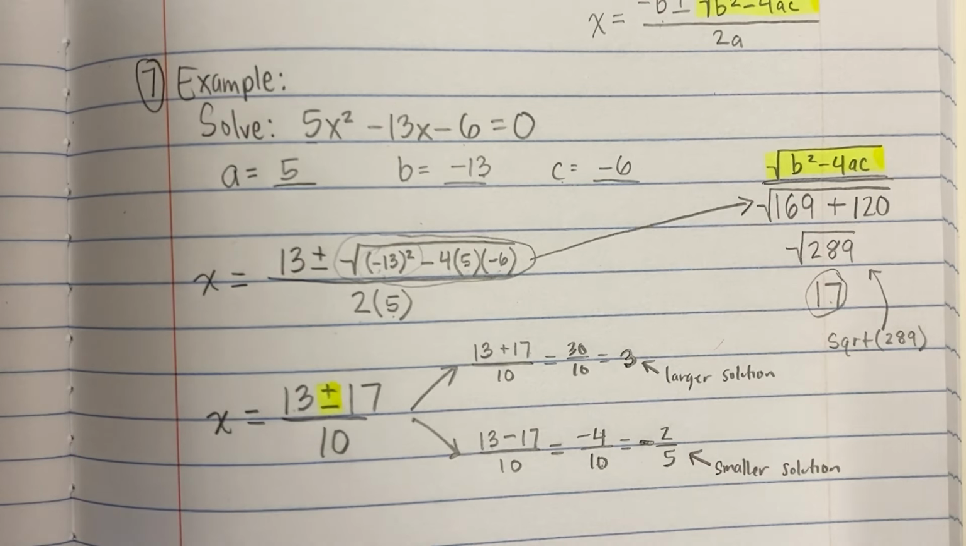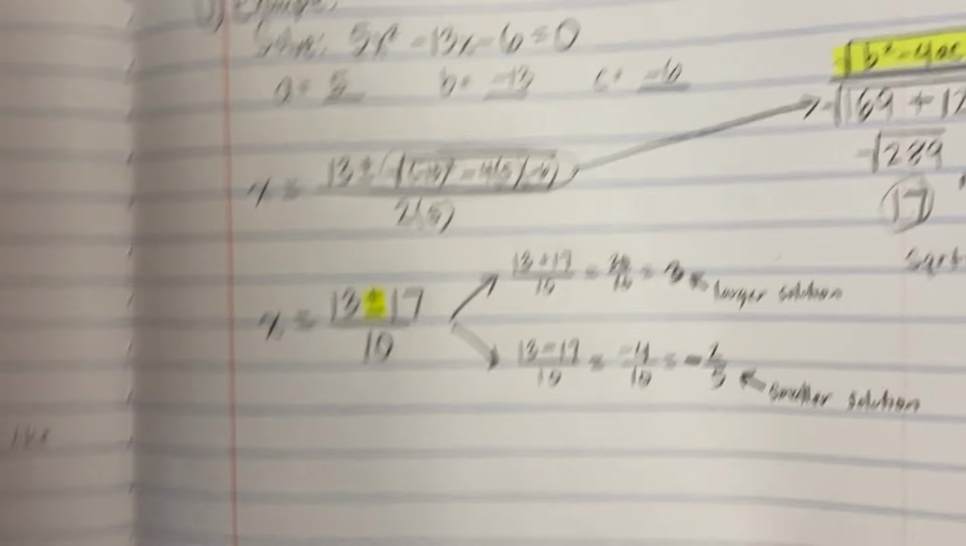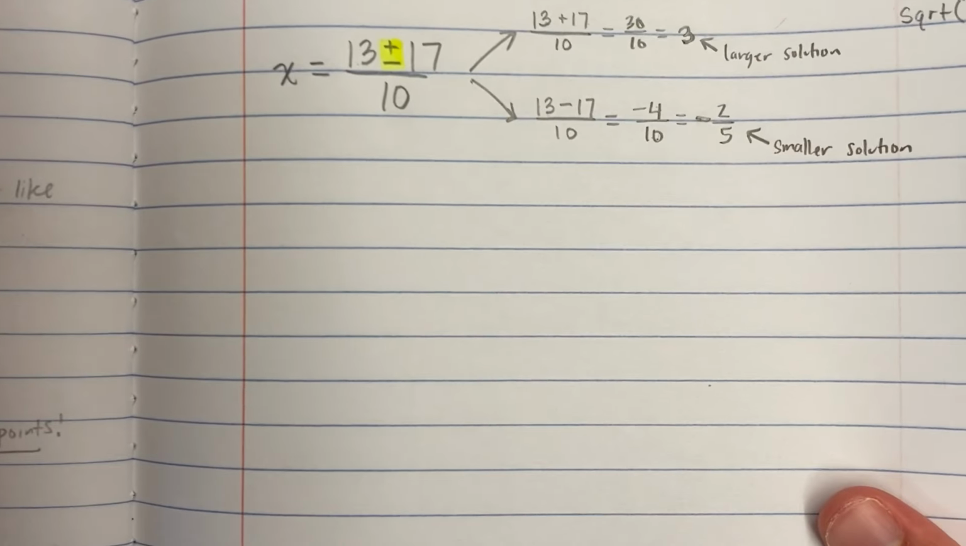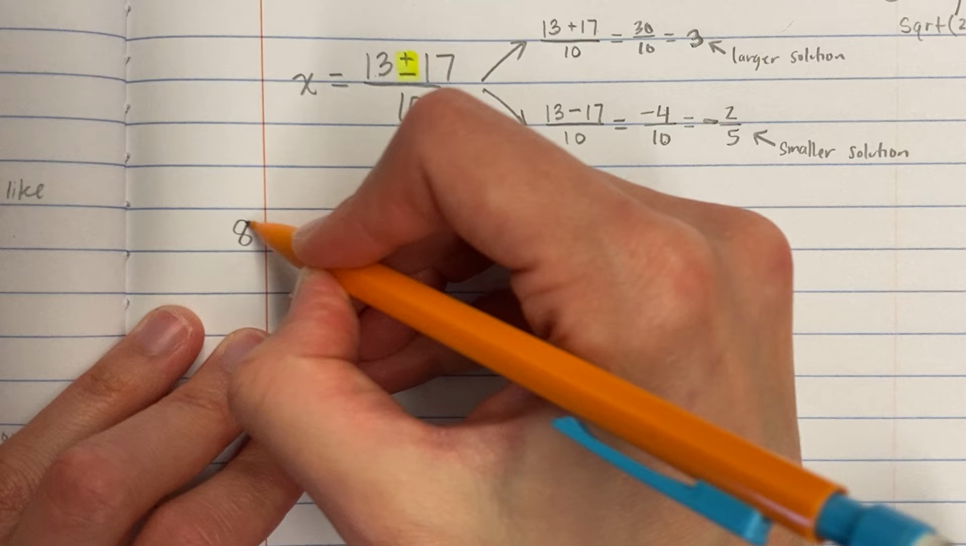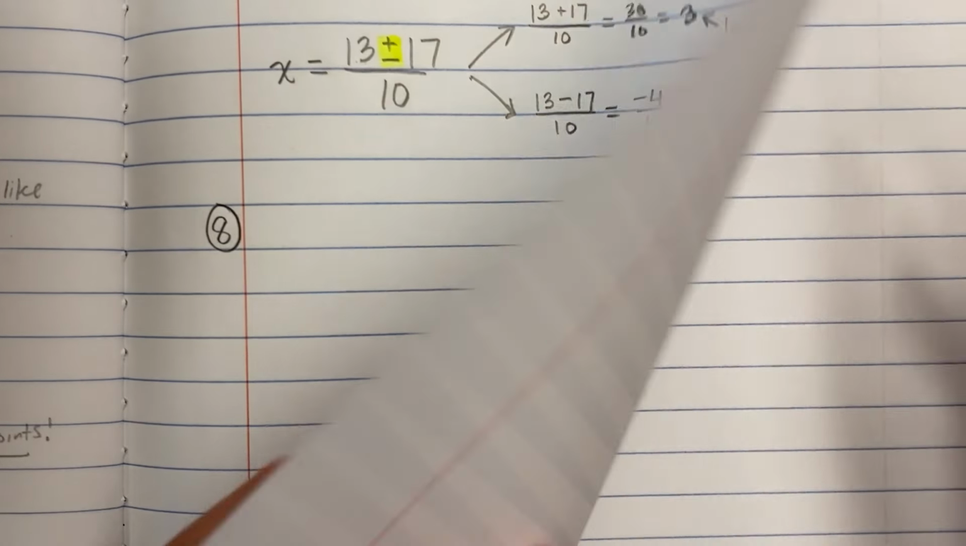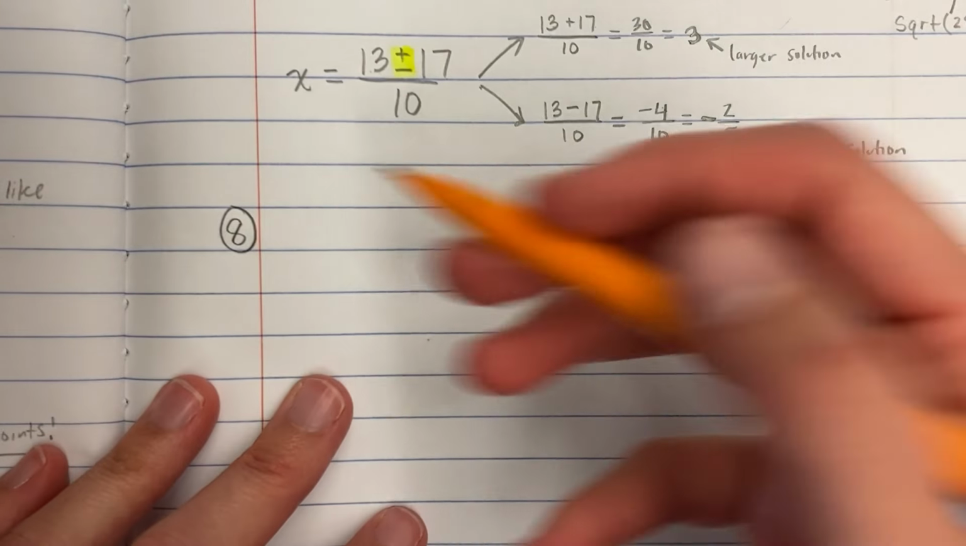Okay, now you're going to go ahead and you're going to do 3 practice problems like this. So you're going to do problem number 8 right here. And then you'll flip the page to page 96 to do problem 9 and 10.